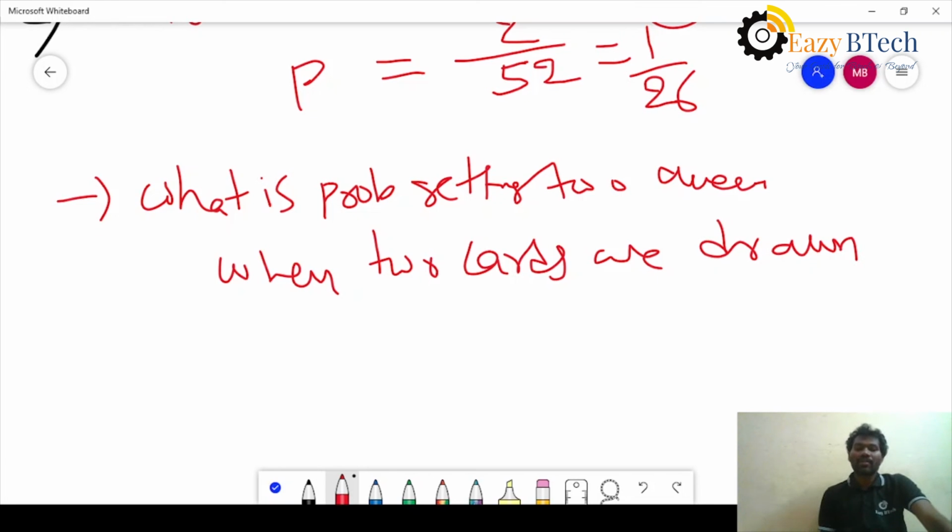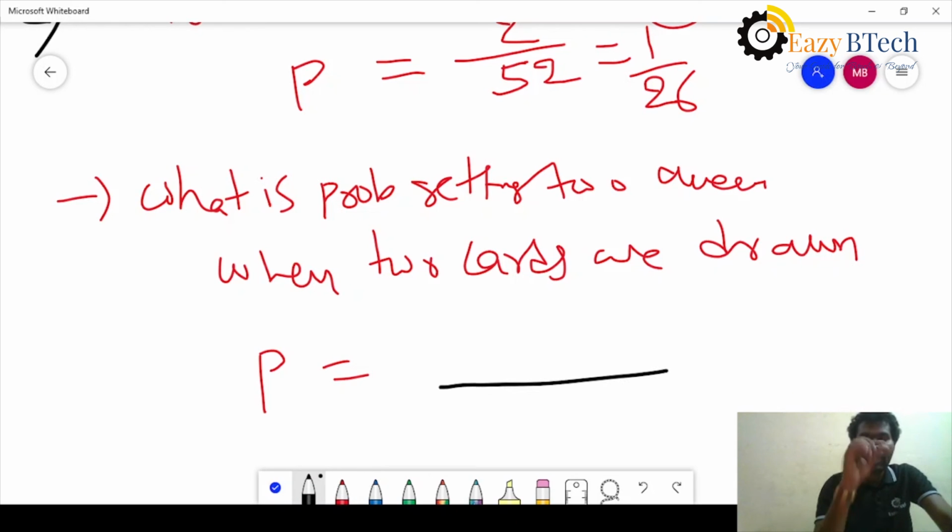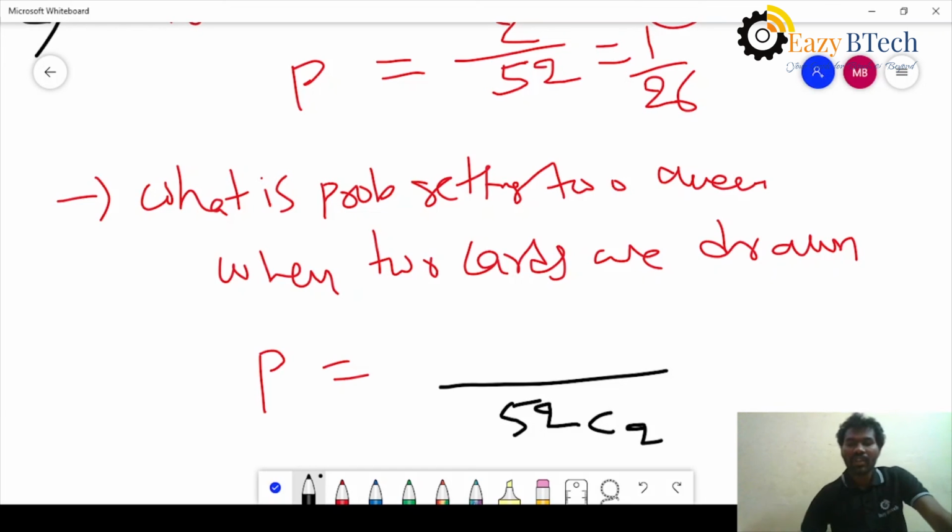So two cards are drawn means the probability is given as P equal to, in the denominator, 52C2. That means two cards are drawn from a deck of 52. And here I have to get two queen cards. Totally there are four queen cards, so you can write 4C2. So this is the probability of getting two queen cards when two cards are drawn from a deck.